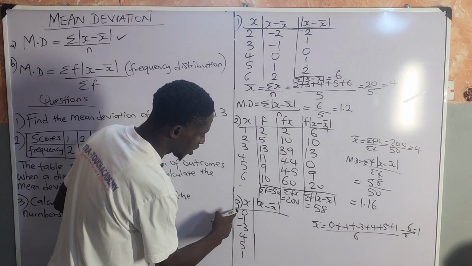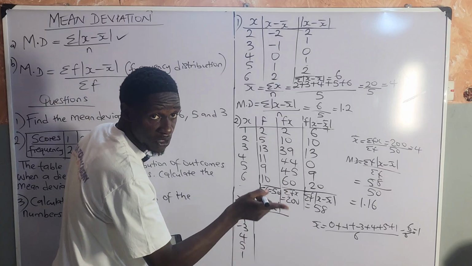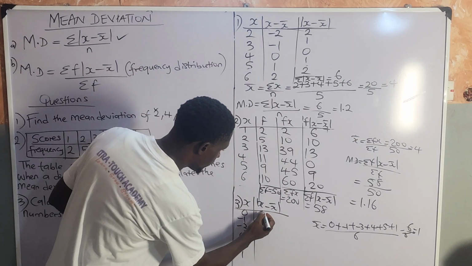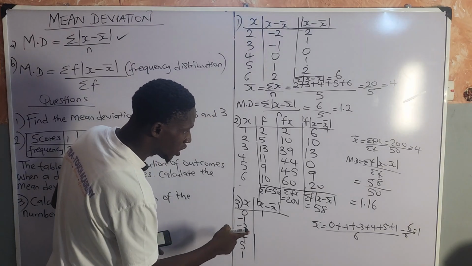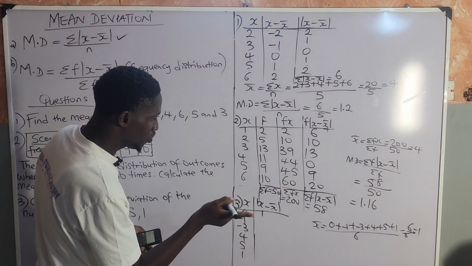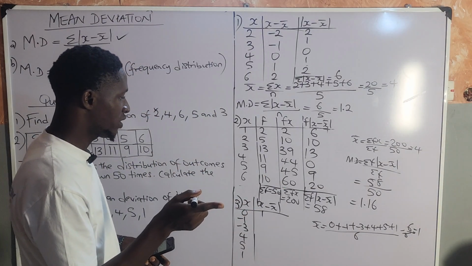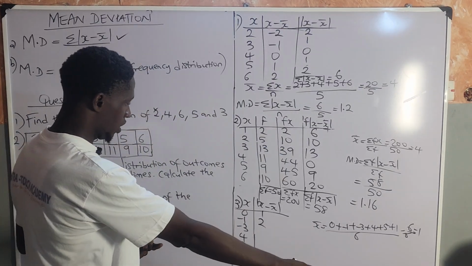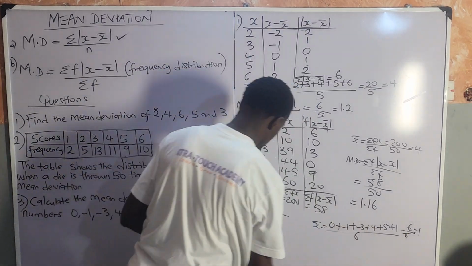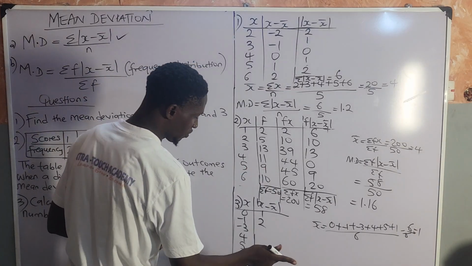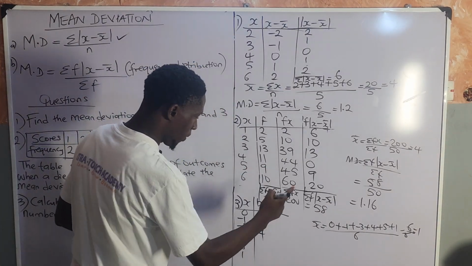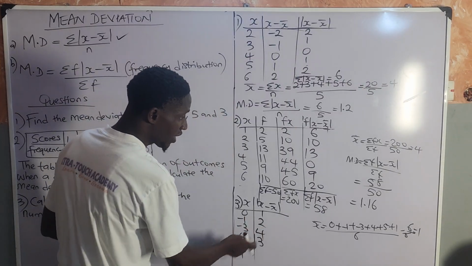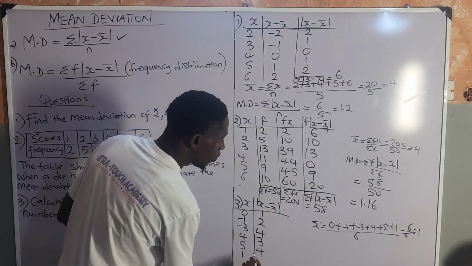0, let's start subtracting. 0 minus 1 is minus 1. The absolute value of minus 1 is what? 1. Minus 1 minus 1 should give you minus 2. The absolute value of minus 2 is 2. Minus 3 minus 1 is minus 4. The absolute value of minus 4 is 4. 4 minus 1 is 3. It's not negative. 5 minus 1 is 4. 1 minus 1 is 0.